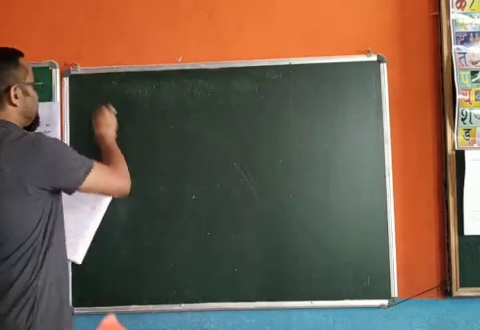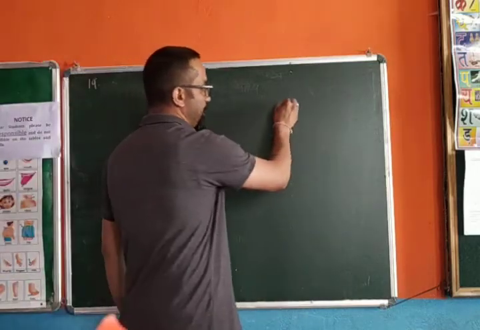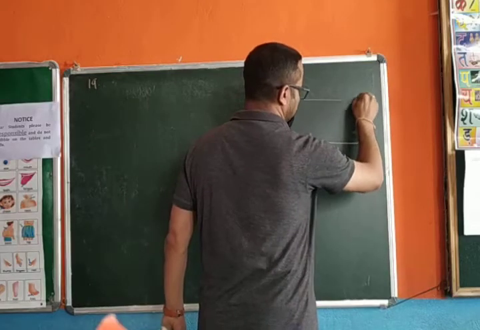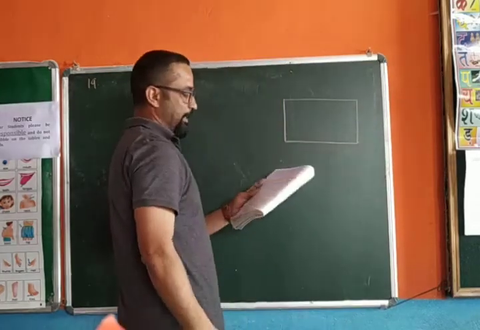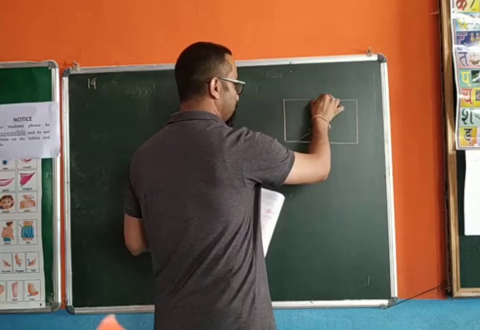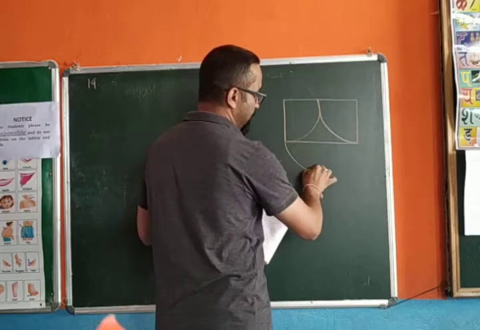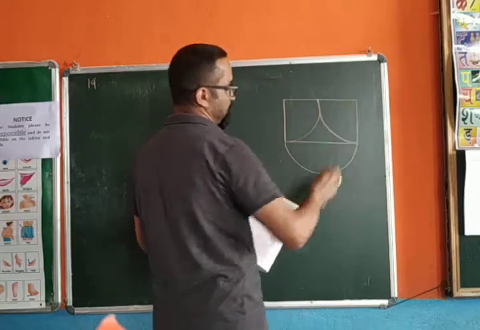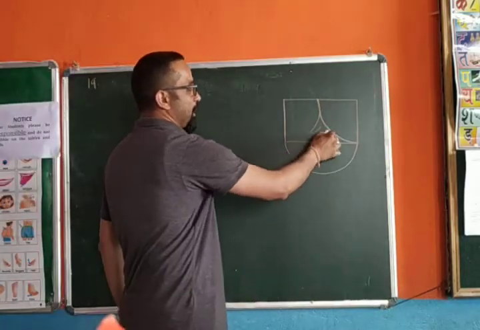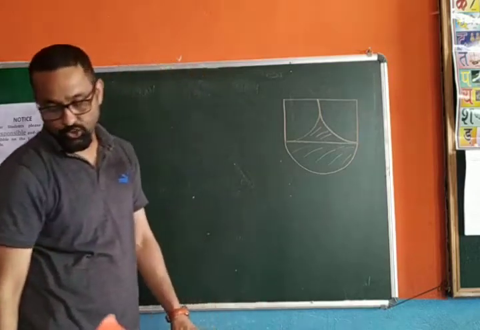Question number 19C. Again, figure based. A rectangle, then you have quadrants, quarter part of a circle, and you have a semicircle. Look at this one. It looks complicated, but it is not. If you analyze the figure and separate it, you can easily solve.